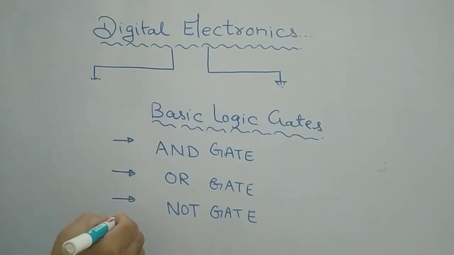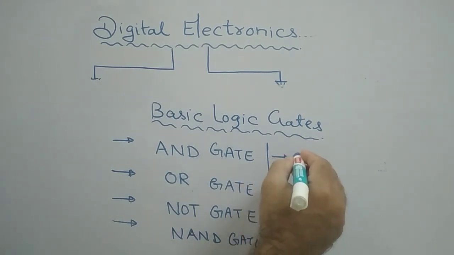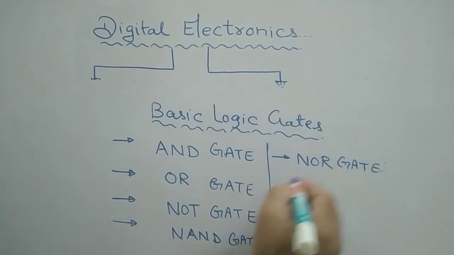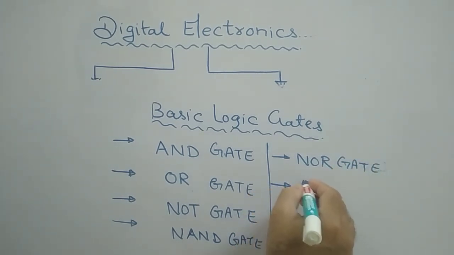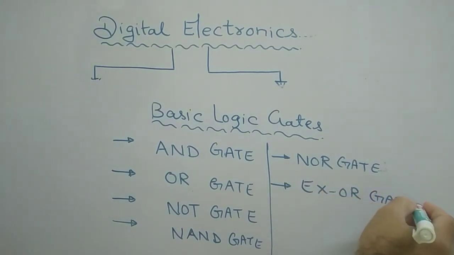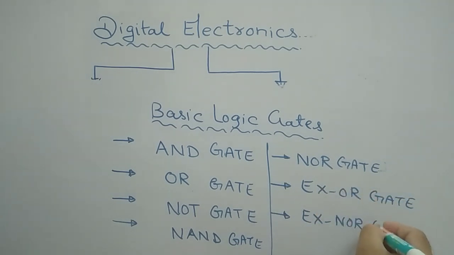And then there is the NAND gate. NAND gate. And then the NOR gate. And then XOR. This is called XOR gate. And then XNOR. The next one is the XNOR gate. These are the different gates normally.